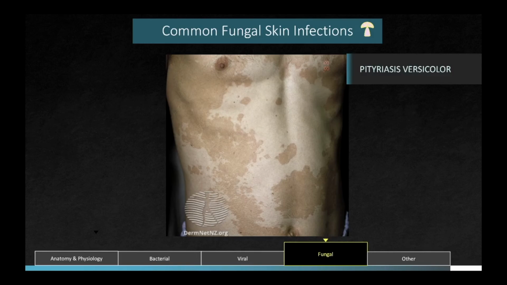When we use the Wood's ultraviolet light, patches of pityriasis versicolor may fluoresce, a characteristic which can aid in diagnosis. Skin scrapings can also be helpful for analysis in the lab. This condition is more common in hot and humid climates or in those who sweat heavily. Treatment commonly involves either topical or oral antifungal agents.